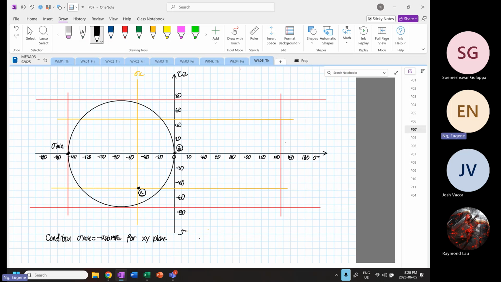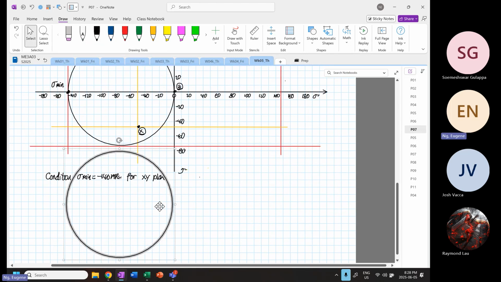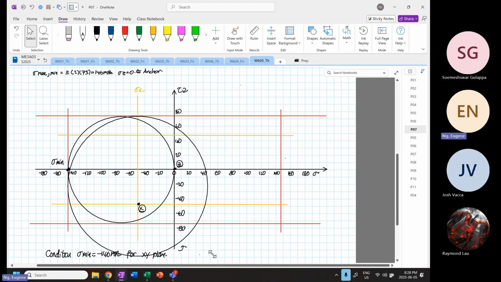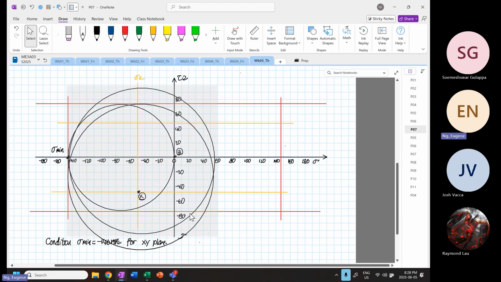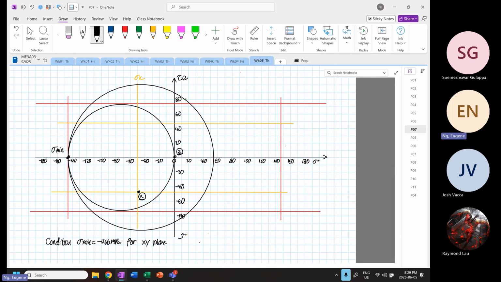If it's bigger than that, what will happen? If it goes beyond stress Z, which I'm going to sketch here, what happens to the circle? It still touches stress mean, but when it goes beyond stress Z, you see the circle becomes bigger. When that's the case, the structure will fail. So this is what I'm going to highlight down here. This is not valid. So it cannot go beyond point Z.